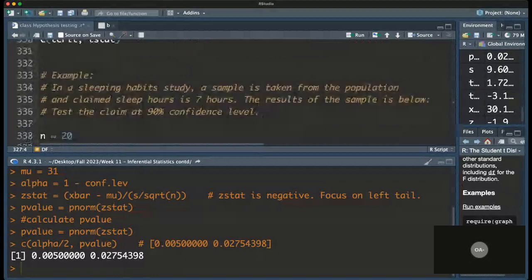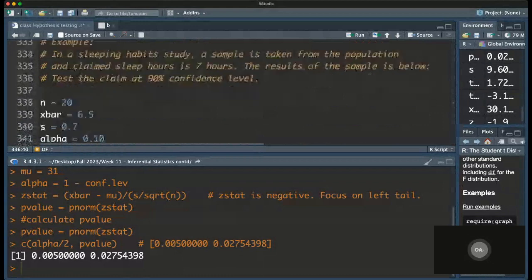So let's look at a concrete example. A sleeping test is taken from the population. 7 hours is the claim. The result of the sample is below. We want to test at 90% confidence level. Again, in class, I try to slow down and explain each of the sentences or what exactly is going on here. But this is just a review, so I'm going to move on.